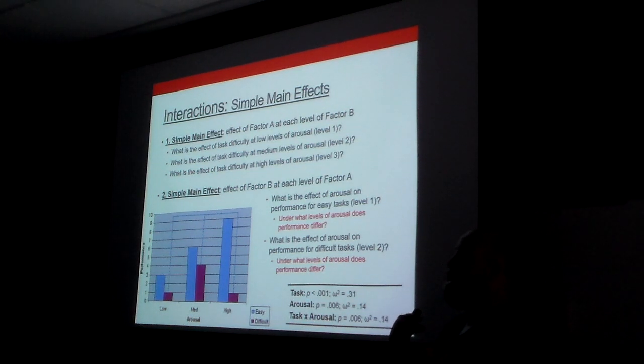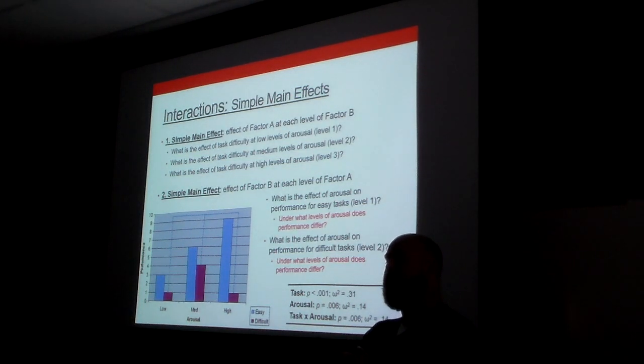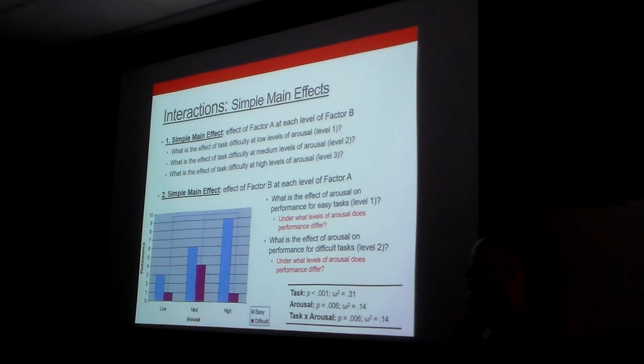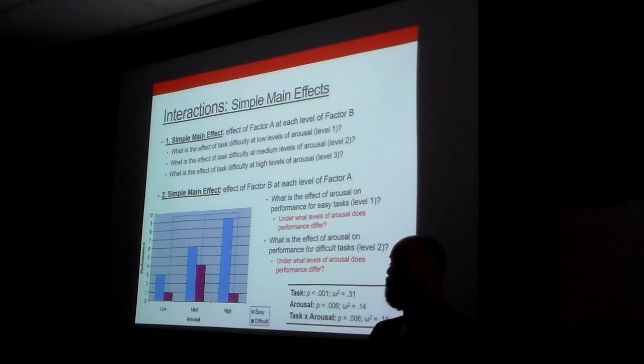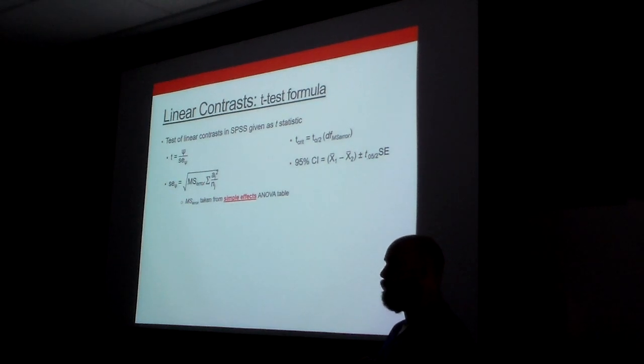So again, this idea, particularly with these factorial designs, you really want to have a good sense for why am I doing this? What do I expect is going to happen? And if I get these interaction effects, how am I going to test this in a way that's reasonable? Okay. So one thing we can do is use our linear contrasts.